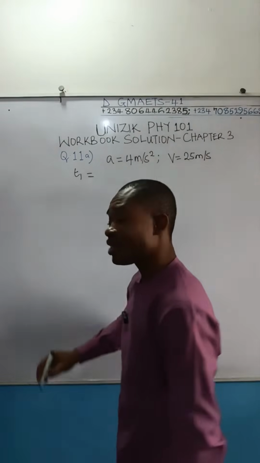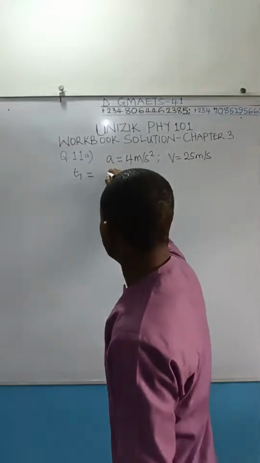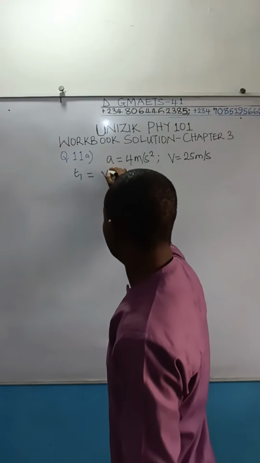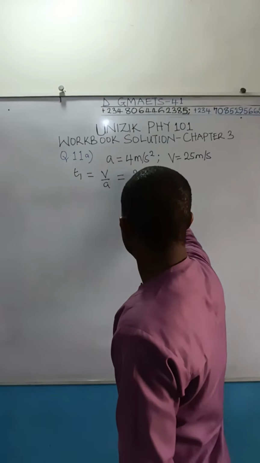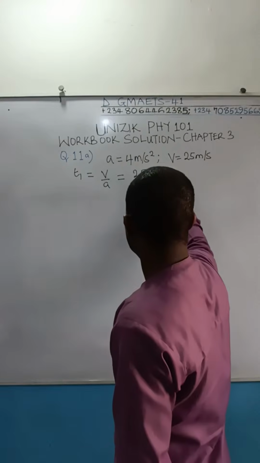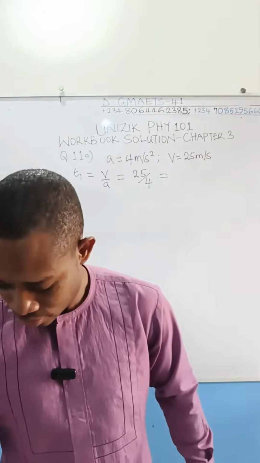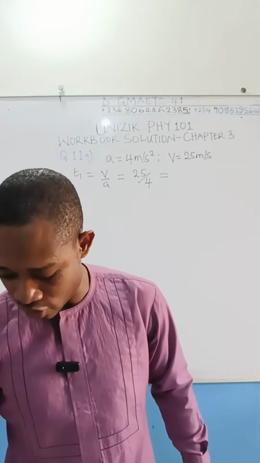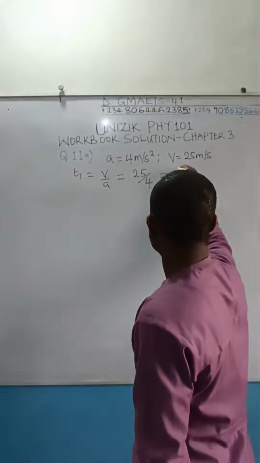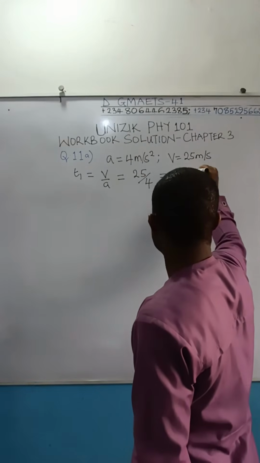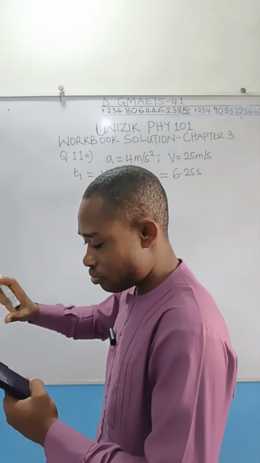And of course, like I said, acceleration is velocity over time. So it means that the time will be velocity over acceleration. And this takes, let's say, 25 divided by 4. If you work on 25 over 4, what are you going to get? 25 divided by 4 gives us 6.25 seconds. So that is the time for the first phase of the motion.